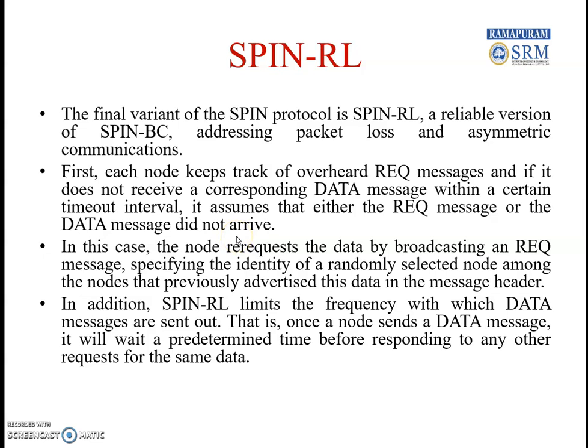In the SPIN BC protocol, any one node will send a request message. On getting that request message, the initiating node has to send the data packet. When that data packet is not received within a particular time period, SPIN RL, being the reliable version, has to take care of that packet loss. In such cases, the node re-requests the data by broadcasting a request message. So it takes care of packet loss and asymmetric communications also. So this is about the SPIN protocol, where it has different variations like PP, EC, BC and RL.